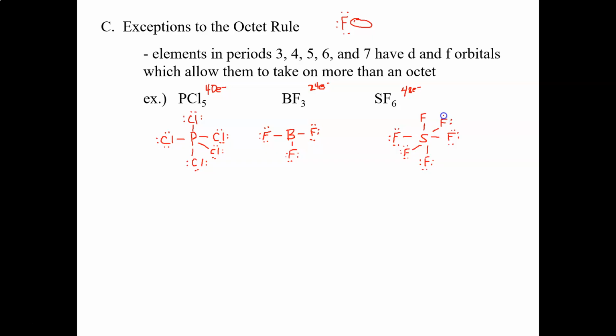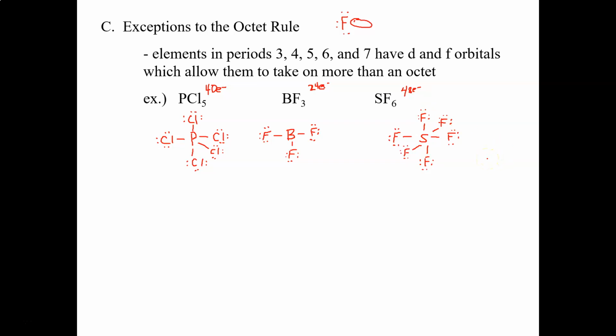And then we go through and we do our count at the end. Did we end up with 48? Well, I have 6 around this F, and I have 6 F, so 6 times 6 is 36. Plus the 12 from the bonds, 36 plus 12 is 48. So that's what your structure should look like.